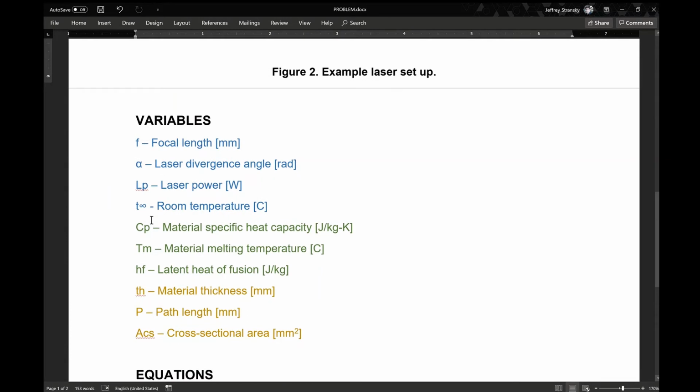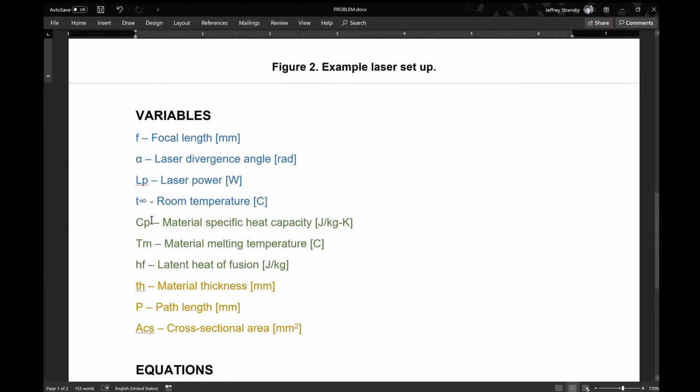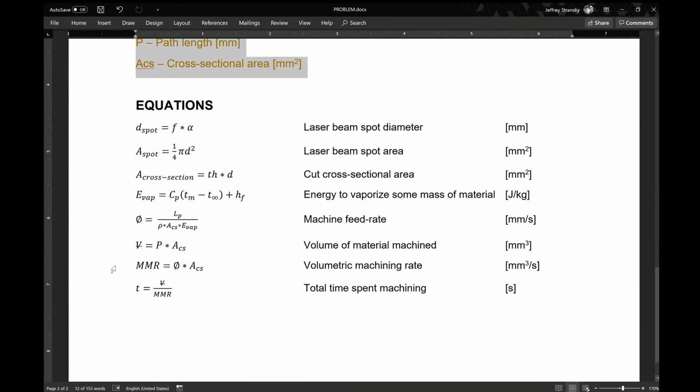All of these inputs are shown here as variables, where the blue variables here have to do with the laser being used. The green variables have to do with the type of material being cut. And these orange variables have to do with the actual part that is trying to be machined. We can use these inputs to answer these equations below.